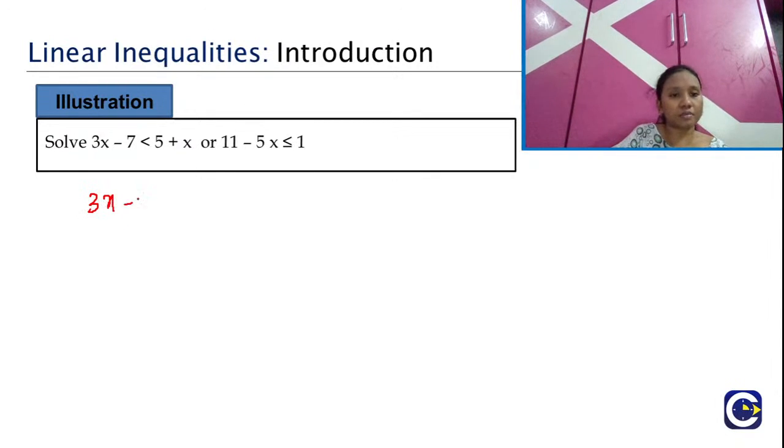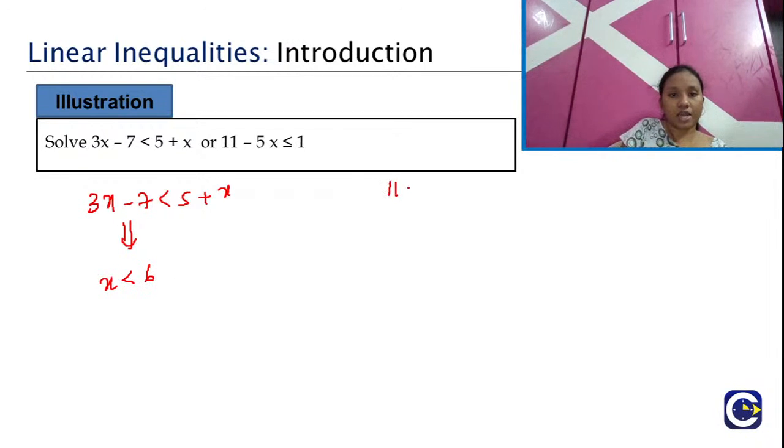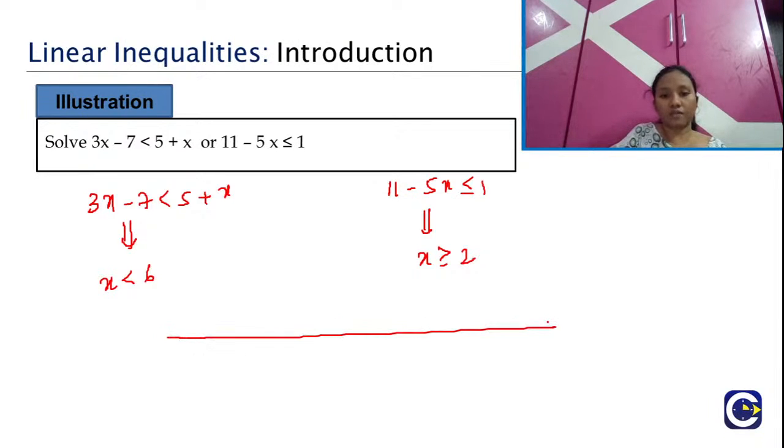So for 3x minus 7 less than 5 plus x, what is the solution we have seen? This will be x less than 6. And for this 11 minus 5x less than equal to 1, we end up having x greater than equal to 2. So let's again plot it on our number line. So 0, 2 somewhere here and 6. So what is the first one? Less than 6. Right. So it will be the entire thing here.